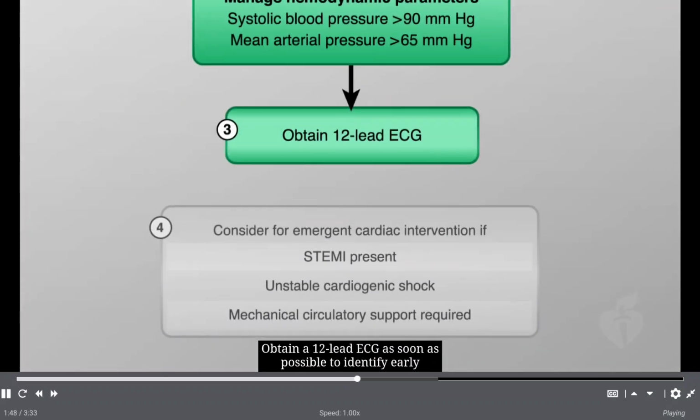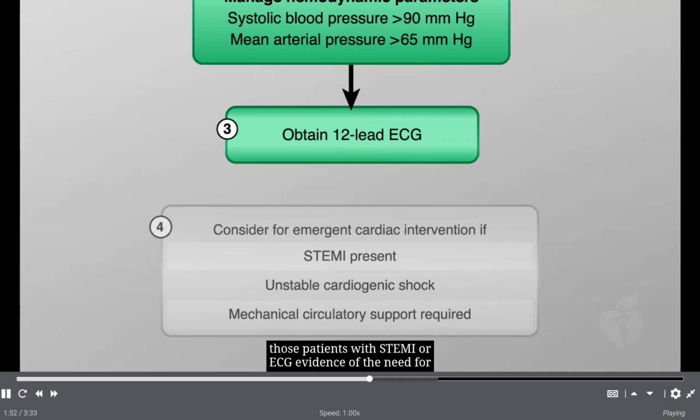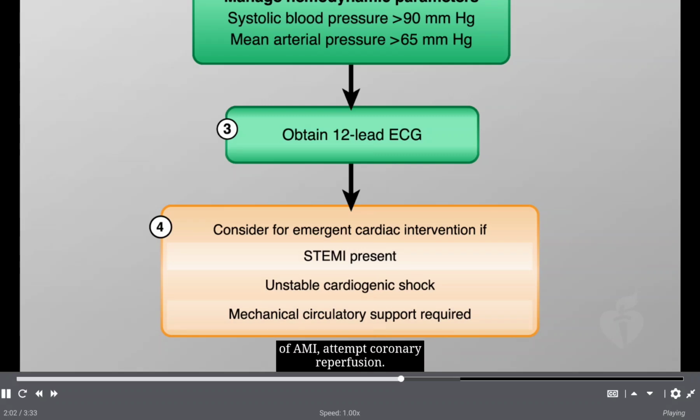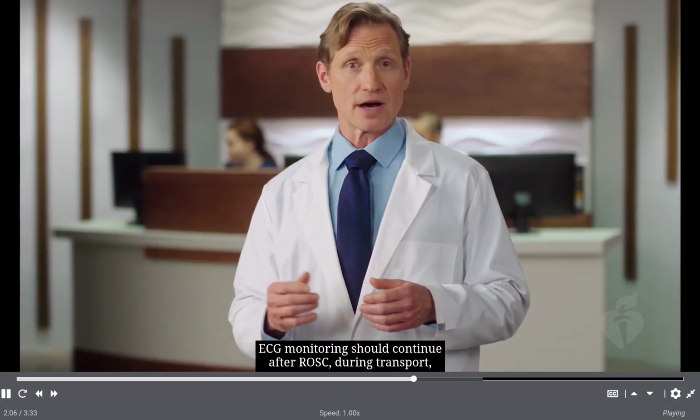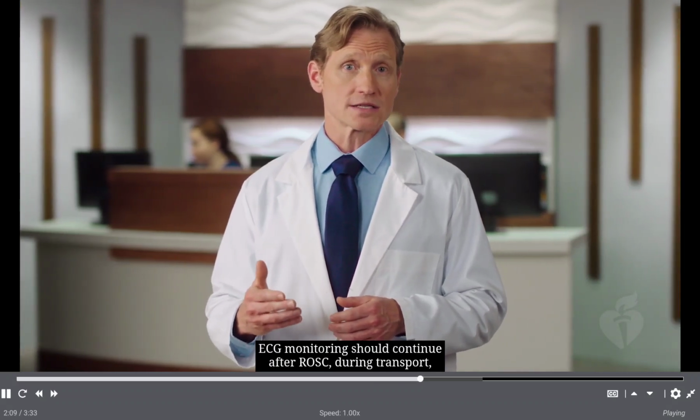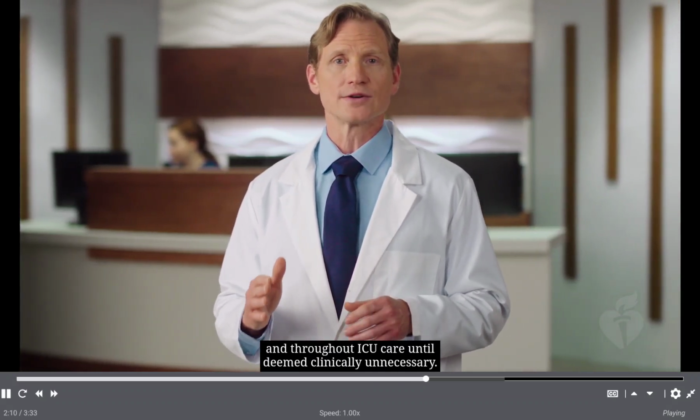Obtain a 12-lead ECG as soon as possible to identify early those patients with STEMI or ECG evidence of the need for percutaneous coronary intervention. For patients with ECG evidence of STEMI or a high suspicion of AMI, attempt coronary reperfusion. ECG monitoring should continue after ROSC, during transport, and throughout ICU.